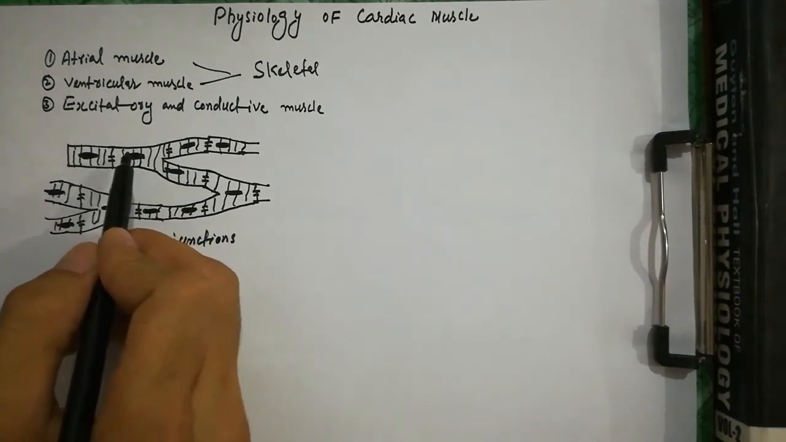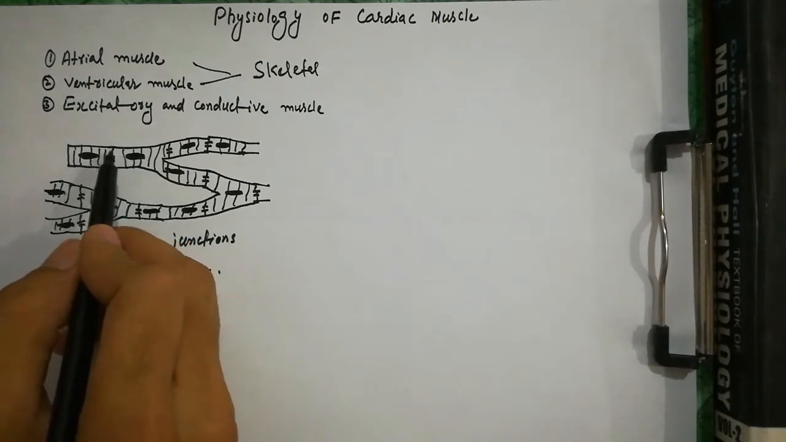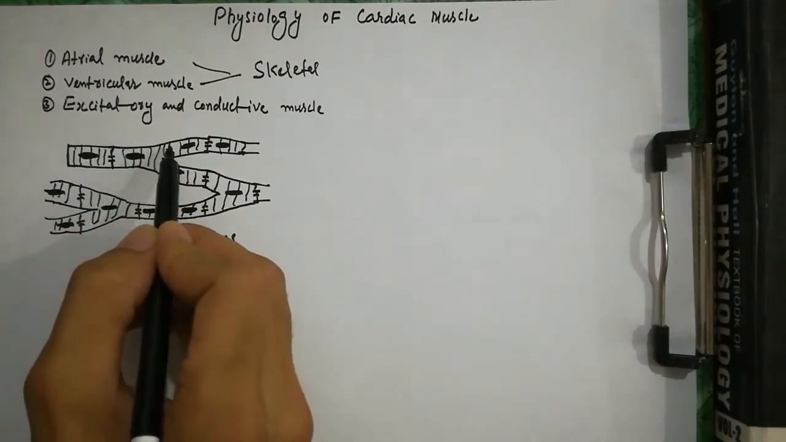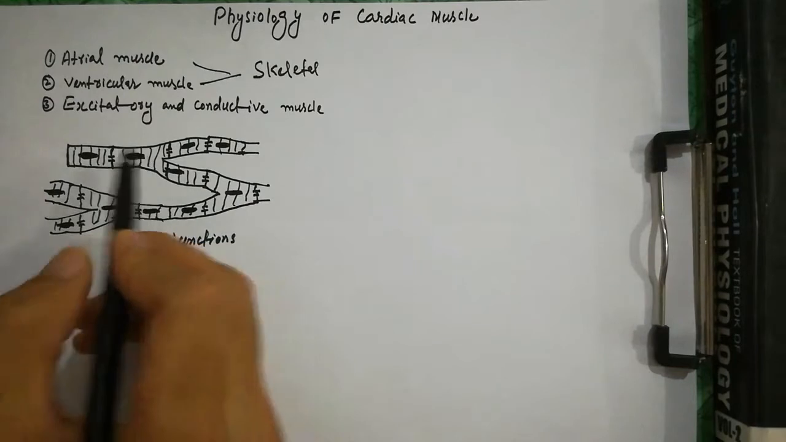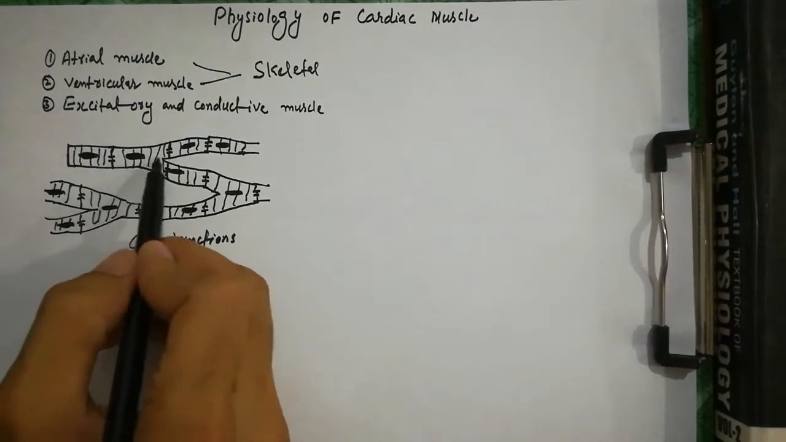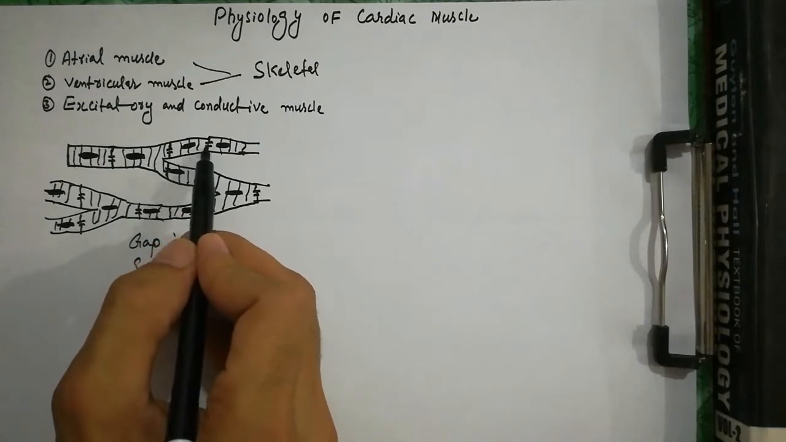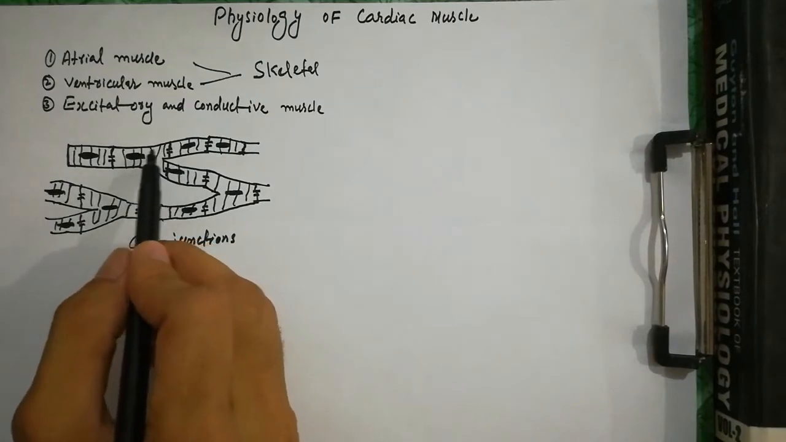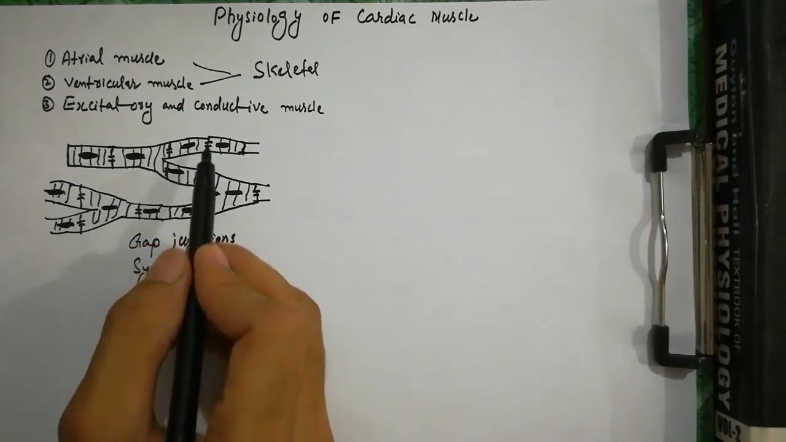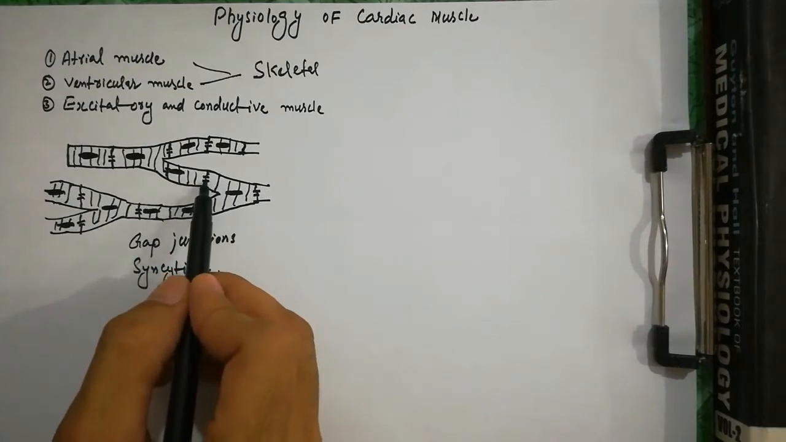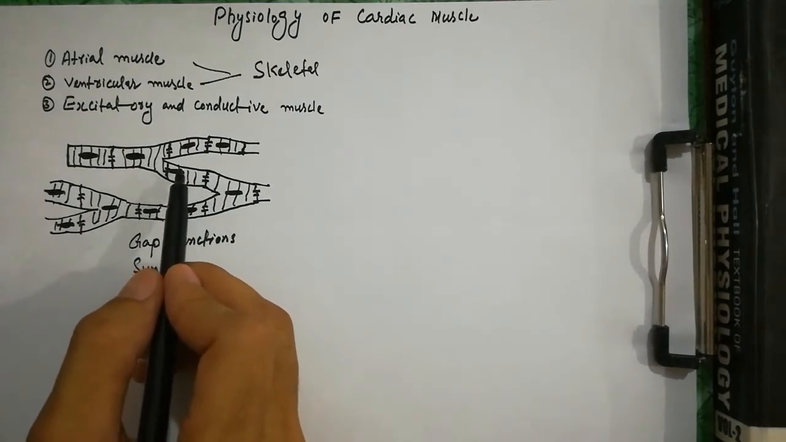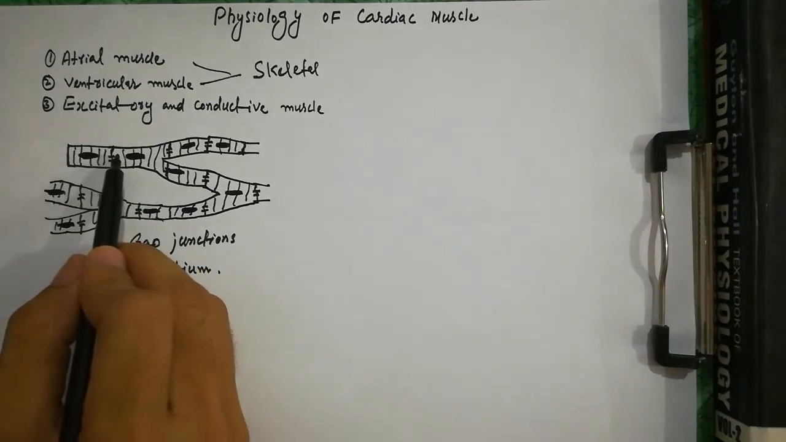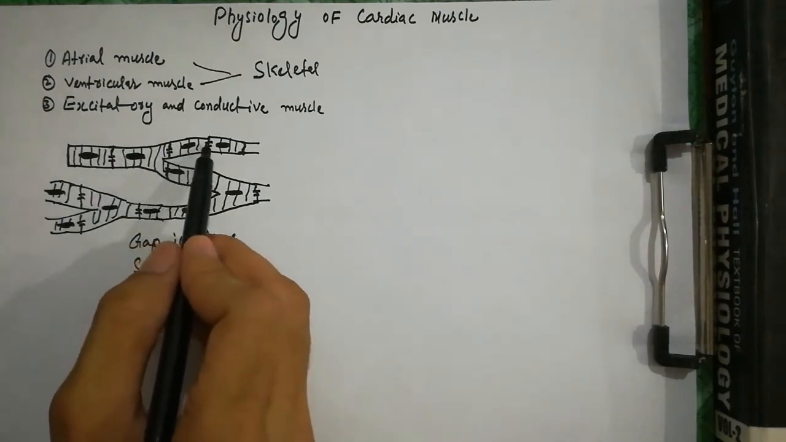Between two cells there is an intercalated disc. This is an intercalated disc, this is another intercalated disc, this is one cell, this is another cell. Two adjacent cells are separated from each other through intercalated discs. These discs are formed by plasma membranes of adjacent cells, and these discs contain gap junctions.